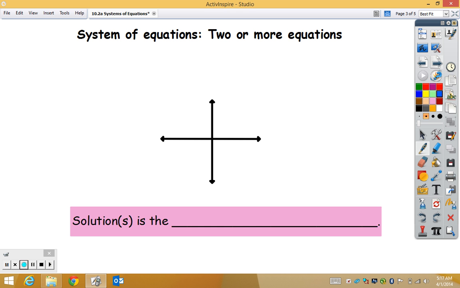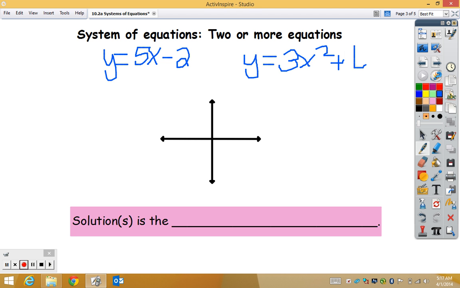So a system of equations is 2 or more equations. So you may have something like y equals 5x minus 2. And then you may also have another equation like y equals 3x squared plus 6. Well, in this system, we have a line, and this is quadratic, so then we have a parabola. So we have a line and a parabola.